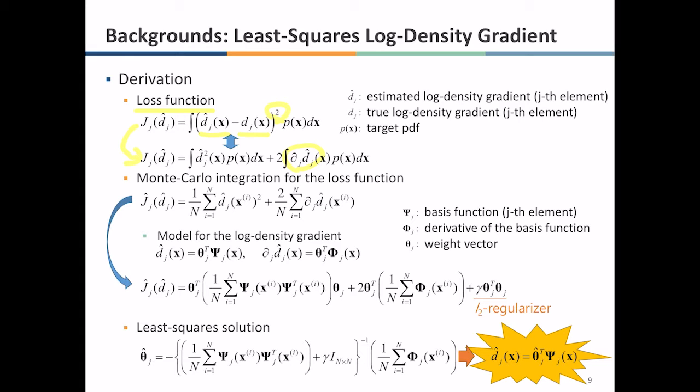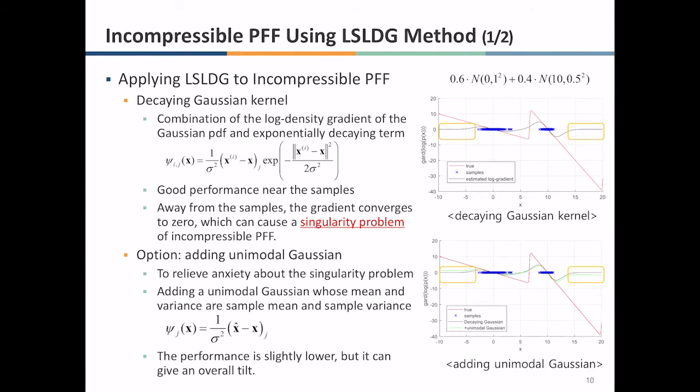To approximate the loss from the samples, the Monte Carlo integration method can be used as follows. The estimate of the log density gradient can be modeled as a combination of basis functions and their weights, like this. And each derivative can be represented as a combination of the derivative of the basis functions and the weights. Substituting the model into the loss and adding the L2 regularizer, the loss can be rewritten as this. The least squares weight vector for the loss function is given as this, and finally, we get the log density gradient like this.